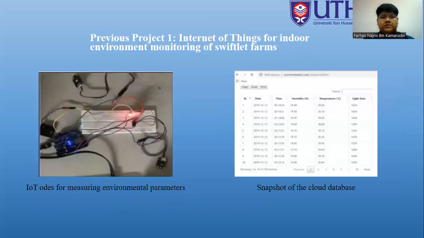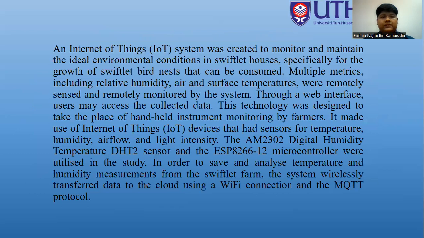So for the first previous project, the Internet of Things for Indoor Environment Monitoring of SWIFTLET House. This is the picture of the project. IoT is for measuring environmental parameters. The second one is the snapshot of the cloud database. An Internet of Things IoT system was created to monitor and maintain the ideal environmental condition in a SWIFTLET house, specifically for the growth of SWIFTLET bird nests that can be consumed. Multiple metrics, including relative humidity and air and surface temperature, were remotely sensed and remotely monitored by the system.